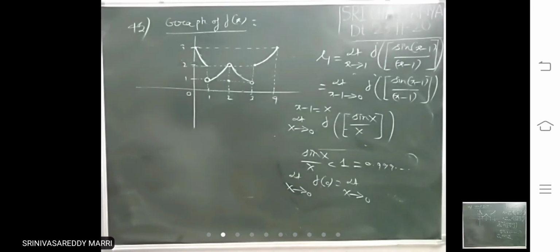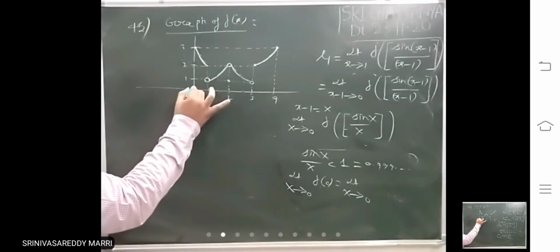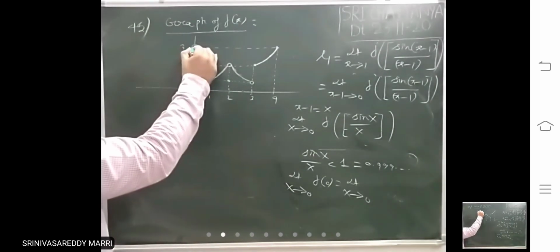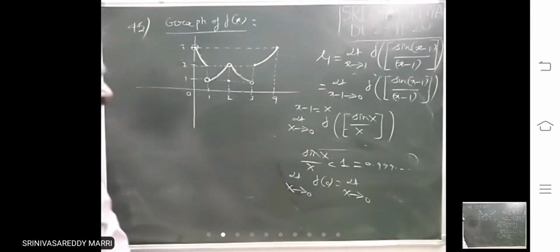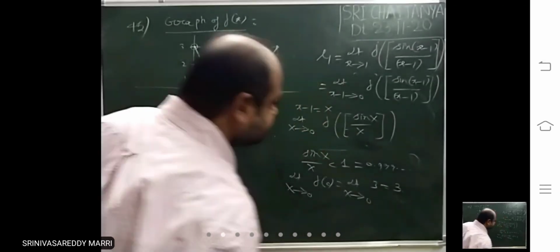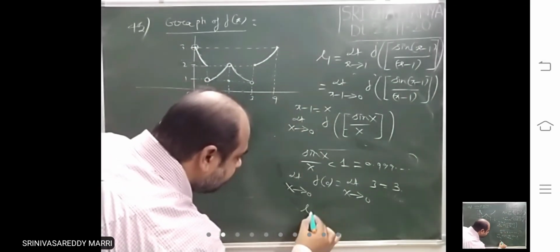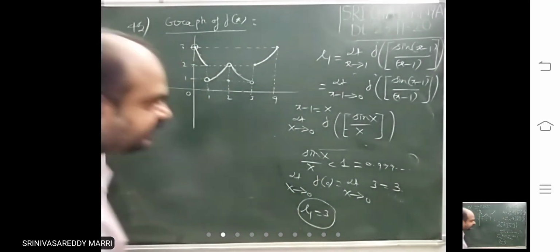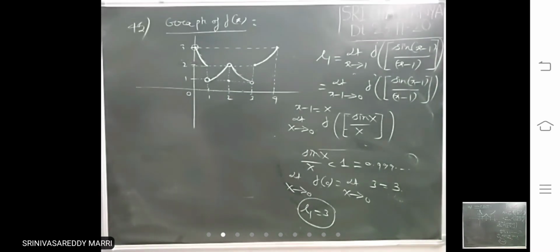f of 0, if you look at the graph, what is the value? f of 0 is 3. So this is nothing but 3. Therefore, L1 is nothing but 3, what he is asking. L1 is nothing but 3. So next look at L2.